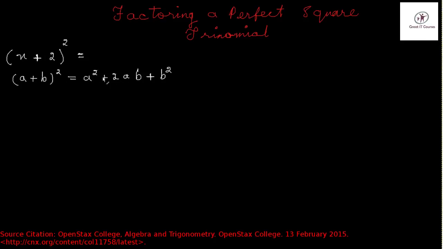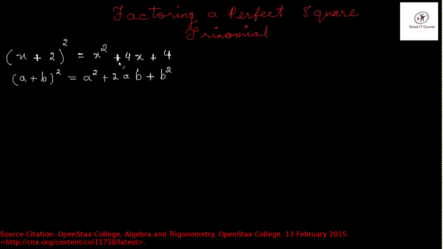According to this, I can expand this without multiplying and going through those steps, and I can basically write this as a squared, which is x squared, plus 2 into a into b. So 2 into a is 2x, into b would be 2x into 2, which is 4x, and plus b squared, which is 2 squared, which is 4. So now I had a binomial and I squared it and I got a trinomial. I had 2 terms here and I have 3 terms over here.